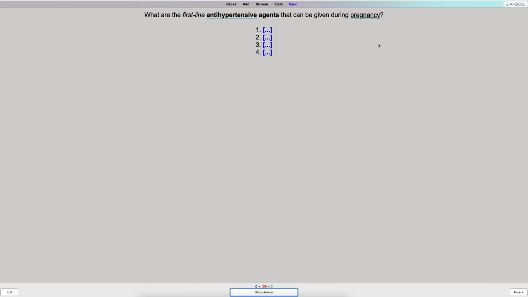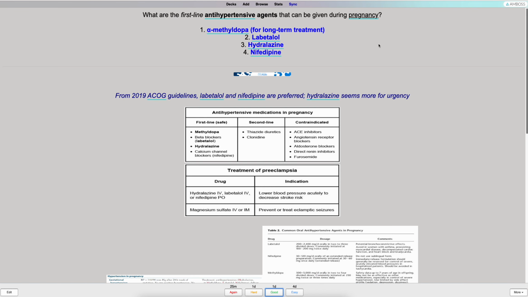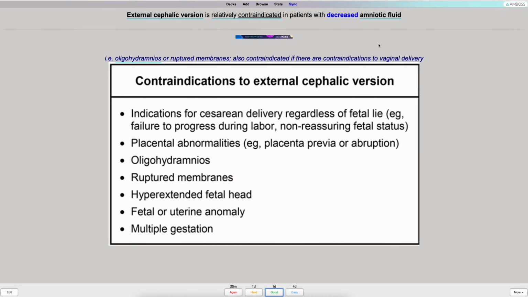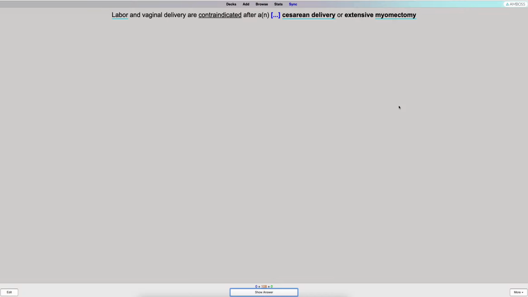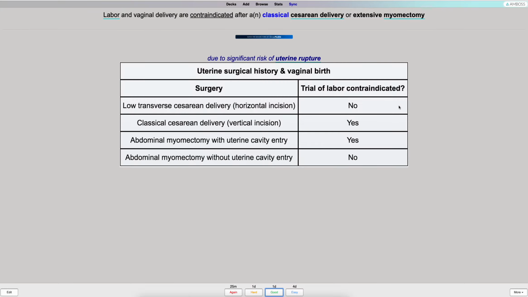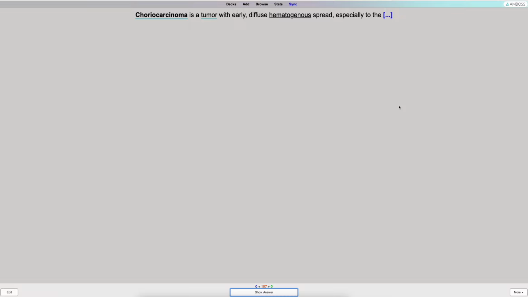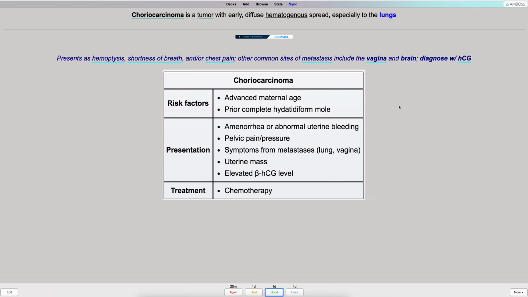First line antihypertensives are hydralazine, alpha-methyldopa, labetalol. Hydralazine, moms love labetalol. Labor and vaginal delivery after a preterm classical. Choriocarcinoma is a tumor with early metastasis, especially to the lungs.